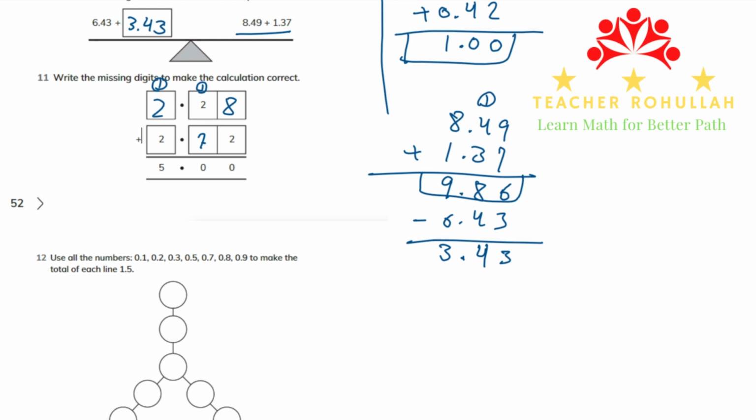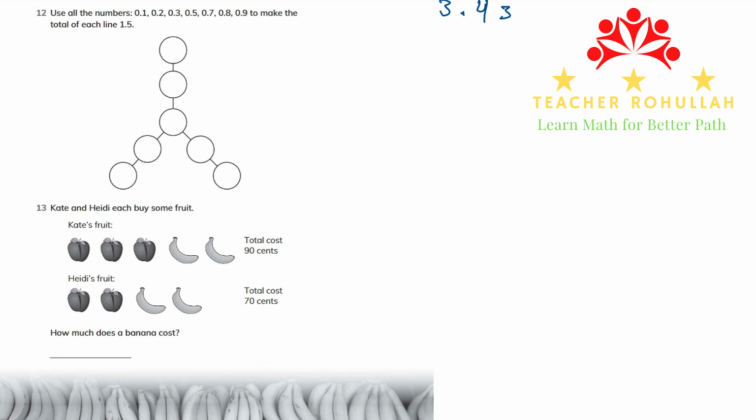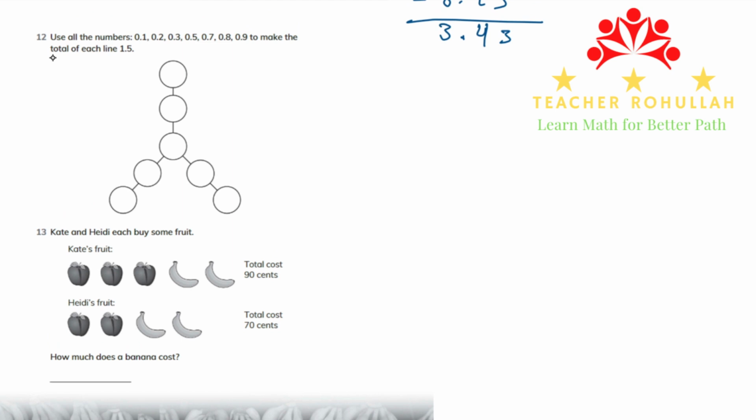Let's scroll down to go to question 12. In question 12, it says, use all the numbers 0.1, 0.2, 0.3, 0.5, 0.7, 0.8, and 0.9 to make the total of each line 1.5. If we add this line or this line or this line, it should give us 1.5. To find it out, we can write 0.5 here, and we know about the complements of 1. We should write the numbers that add to 1, and that 1 plus 0.5 will give us 1.5.